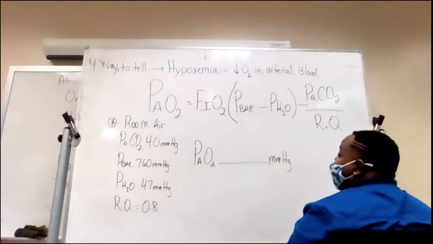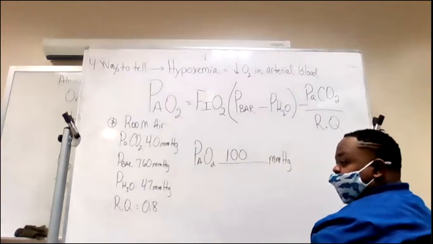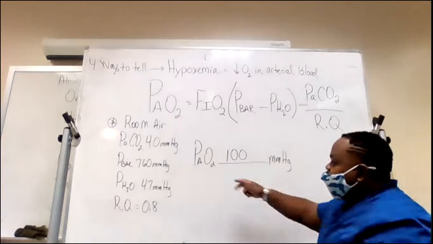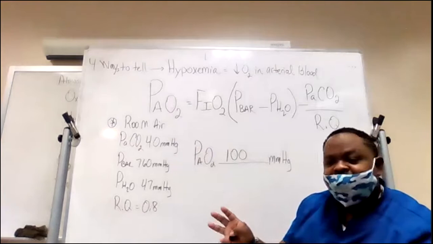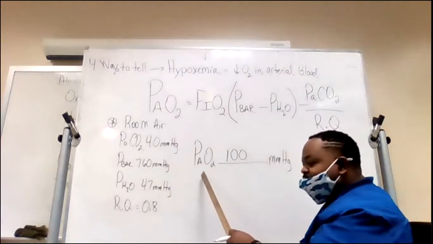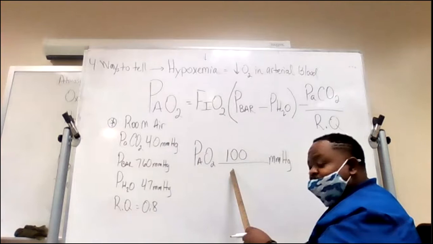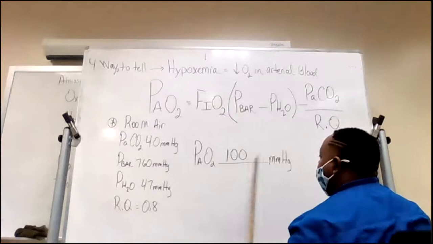All right. The answer should be rounded to 100 millimeters of mercury. That's the normal PAO2, 100. That's what we're looking for. If your PAO2 is 100 on room air, that means you have no disease process. There is no problem with diffusion. The oxygen that you took in, which was 21%, is readily transferring to the blood. It got in the lungs. There is no shunting going on. There's not a whole lot of dead space. If it's not, then something's wrong, there's a disease process. So the normal PAO2 is 100 millimeters of mercury.